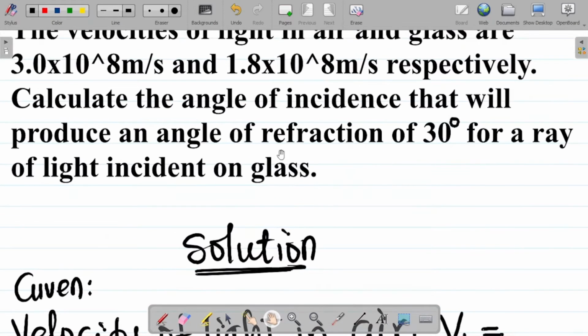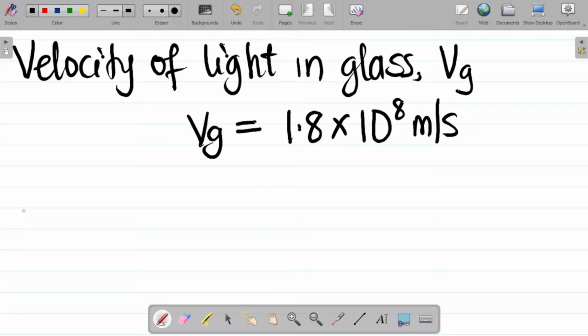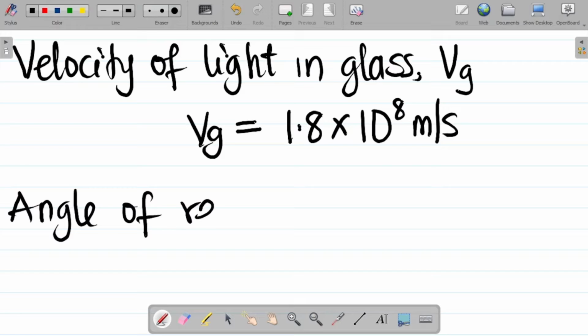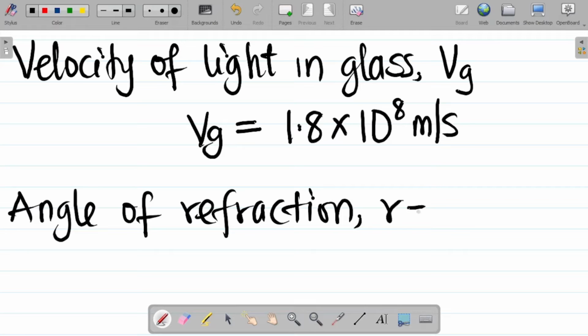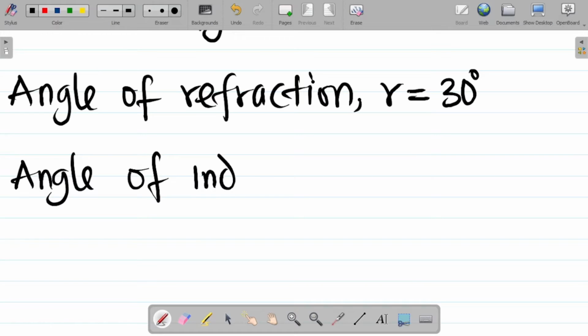Also, they said we should find the angle of incidence that will produce an angle of refraction of 30 degrees. So we're also given the angle of refraction, small r, which is equal to 30 degrees. We have to find the angle of incidence, small i, which is unknown.